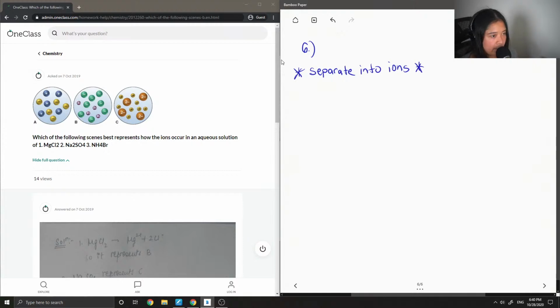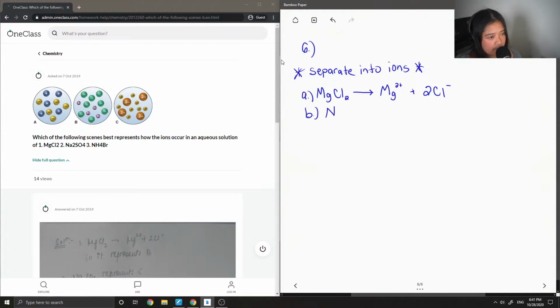And what I mean by that is, let's say we have magnesium chloride. You'll see that there are 2 chlorines for every 1 magnesium. So magnesium has a 2+ charge, and chlorine has a -1 charge, but there's 2 of them to neutralize that magnesium.